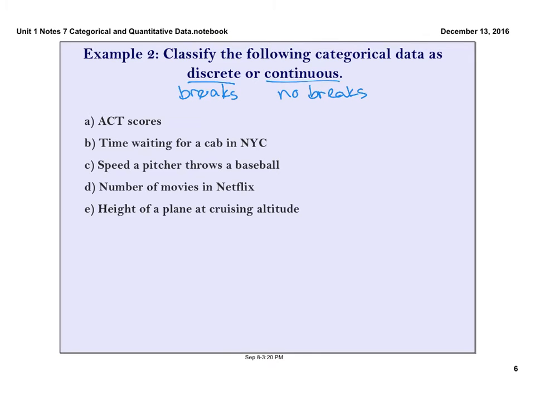ACT scores go all the way down to the bottom, maybe even down to 1. I'm not totally sure, but they go up to 36. 36 is the highest score. In all of my life, I've never seen a partial ACT score. Somebody's going to get a score of a 17 or an 18 or a 21 or a 24 or a 28 or a 34. I've never seen a 21 and a half. I've never seen an 11.75. I've never seen a 17.25, okay? There are no partial ACT scores. ACT scores are discrete because there are breaks in the data.